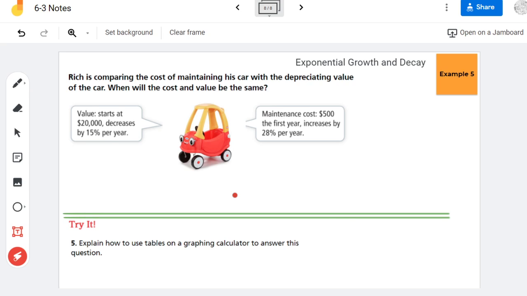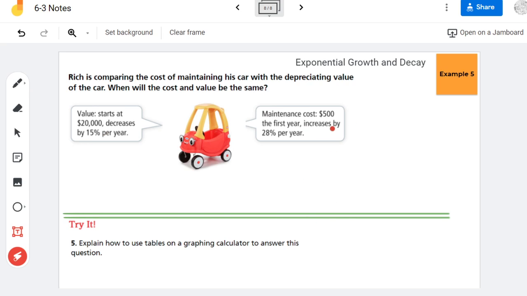The best way that we talk about depreciation is how much less the car is worth per year. So in this case, Rich is saying that his car is getting 15% worse, essentially, per year. And that's why he's talking about that as his depreciation.